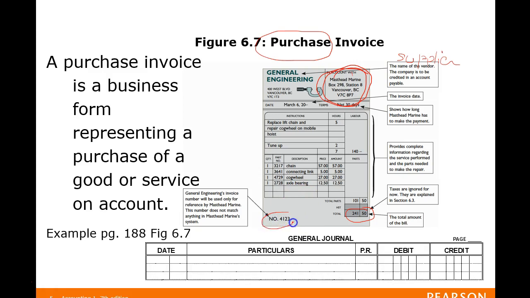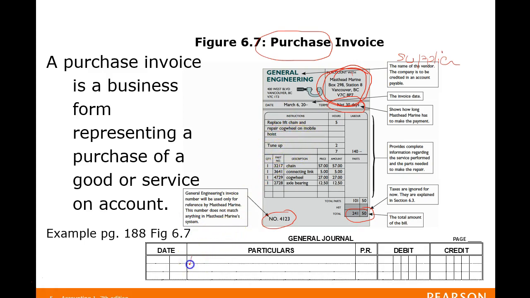And here's the purchase invoice number 4123. And notice we don't have the copies because we got sent this invoice from General Engineering, and so we only have a copy that we send to our accounting department. And as well, it shows us that it is due net 30 days, so we have to pay General Engineering by April the 5th. So when we purchase something, in this case here, we have done some repairs.